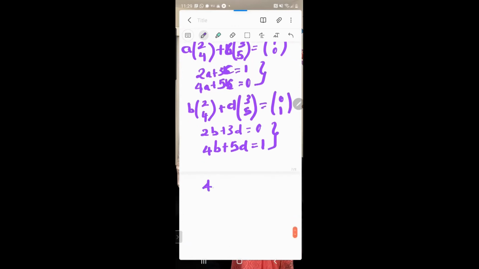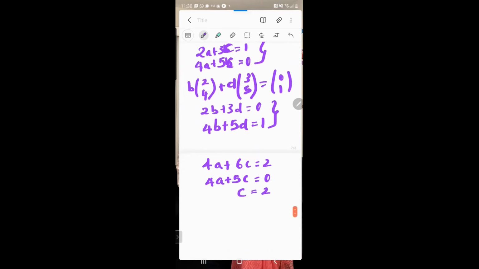So we multiply the first equation by 2, 4A plus 6C equal to 2, 4A plus 5C equal to 0. So subtracting these two gives me C equal to 2, right? Yeah, system of linear equations. So I'm just solving them. Now I substitute this back in this. So I get 5C is 10. So A equal to minus 10 over 4. So I solved for my first two things. So my A and C are solved.